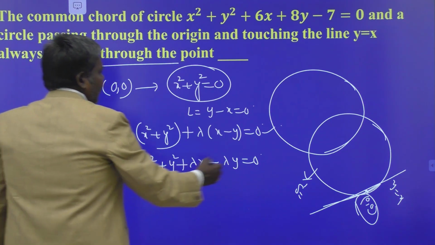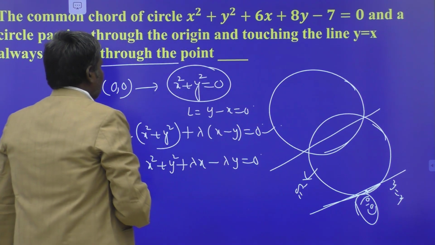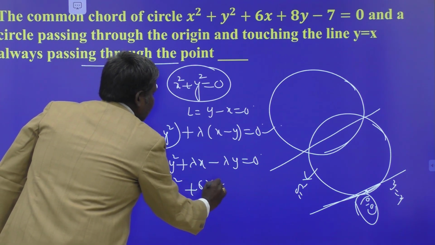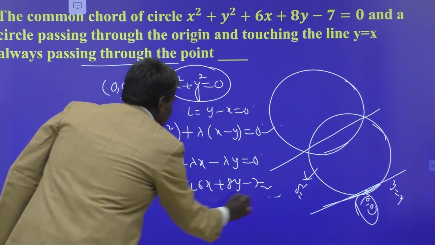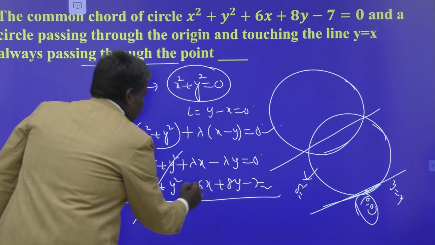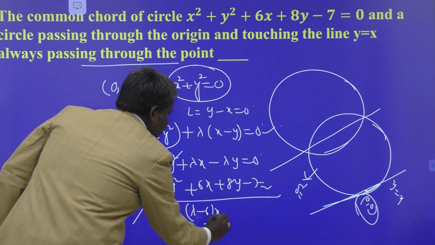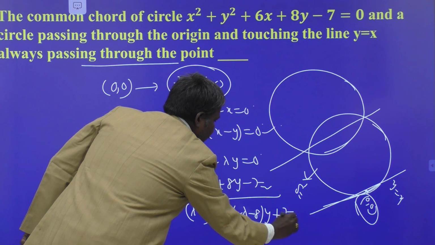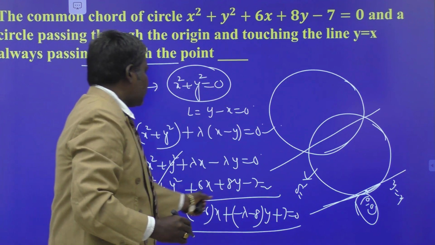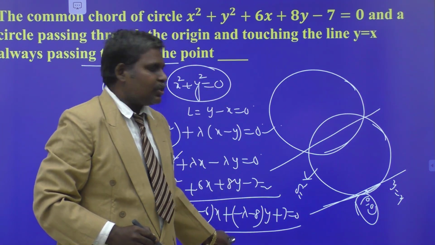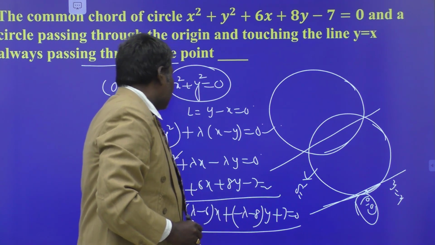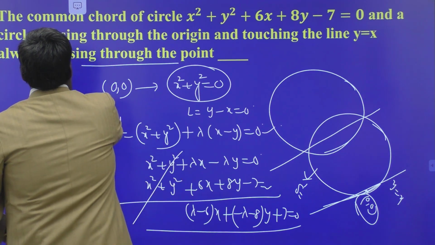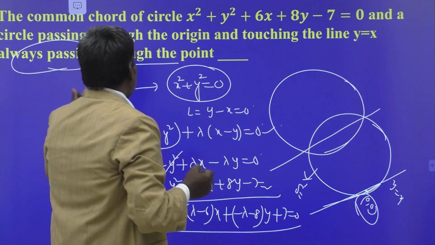So find again the radical axis of these two circles. What is that? x square plus y square plus 6x plus 8y minus 7 equal to 0. By subtracting, we get (lambda minus 6) times x plus (minus lambda minus 8) times y plus 7 equal to 0. Understand? So this is of the form L1 plus lambda L2 equal to 0. Solve L1 equal to 0 and L2 equal to 0, and we obtain the fixed point, that is (x1, y1).